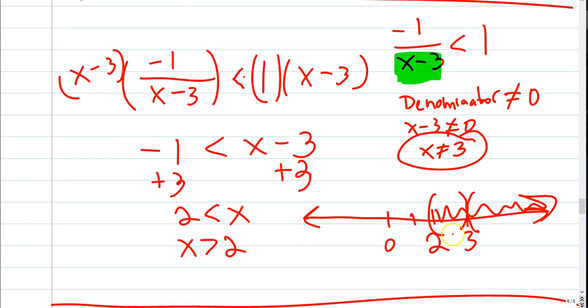So we end up with two intervals, from 2 to 3, and then from 3 on to infinity. So that 3 now has a hole because of the denominator, because of that x minus 3 being in the denominator.